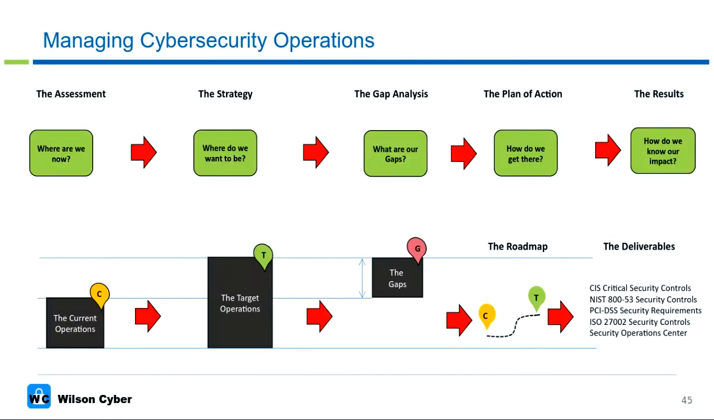So how do we manage cybersecurity operations? We start out with where we are today, which is the current operations. The strategy is where we want to be. This is a cybersecurity operations strategy, the target operations, and the gaps. The difference between where we are and where we want to be are the gaps. We build a roadmap or a plan of action on how to get there, how to remediate those gaps. And let's talk about the deliverables. The deliverables from a cyber operations program include the controls themselves, CIS, NIST 800-53, PCI, ISO 27002, and all of those controls are implemented through an integrated security operations center.